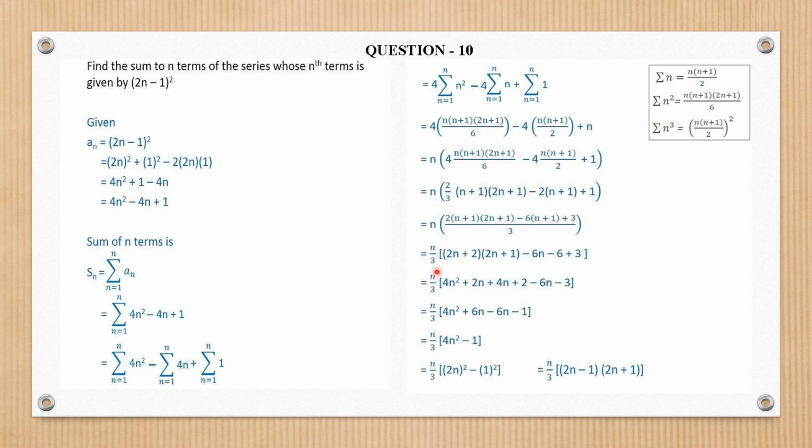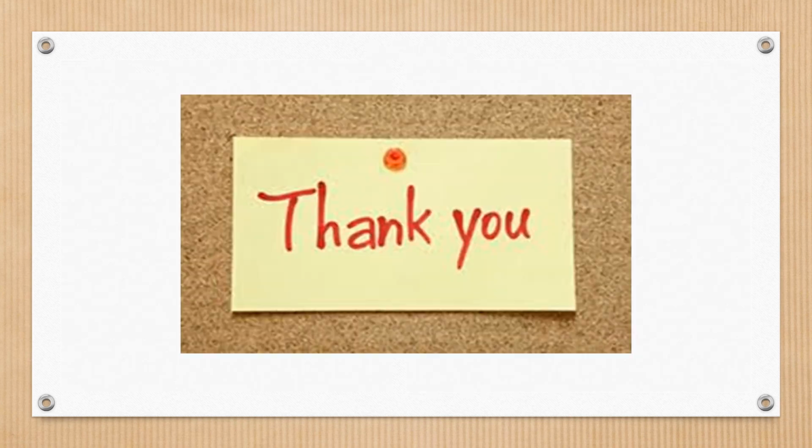Open it, a bit of solution is required. By opening it, I'll get the result as n by 3 into 2n minus 1 into 2n plus 1, that is n into 2n minus 1 into 2n plus 1 divided by 3.